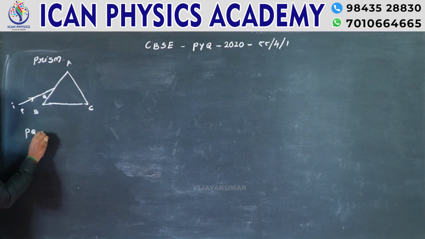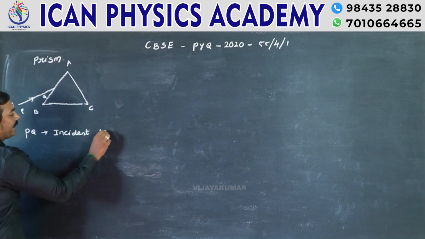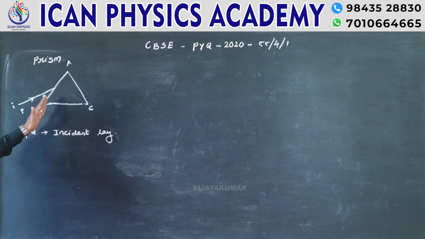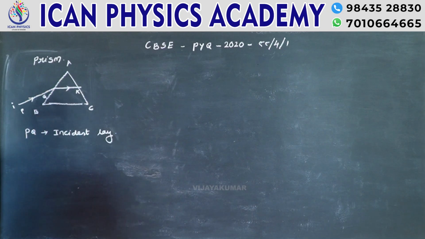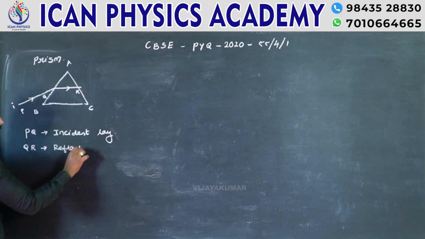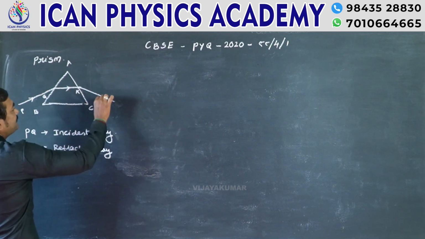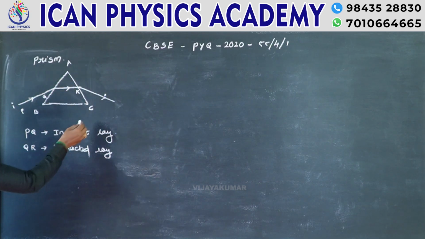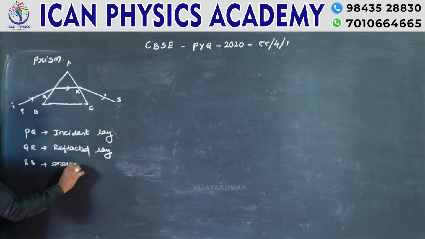So what is PQ? PQ is the incident ray. When the ray falls on the face AB, it is refracted along QR. So what is QR? QR is the refracted ray. Now the ray at R emerges out of the face AC. RS is the emergent ray.